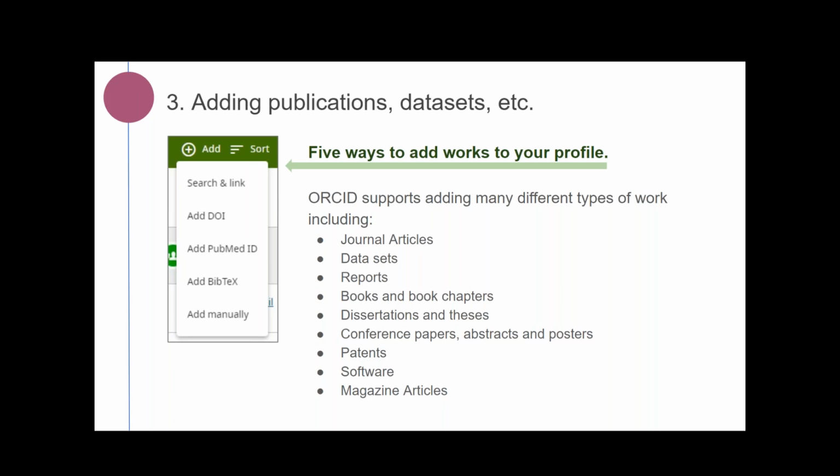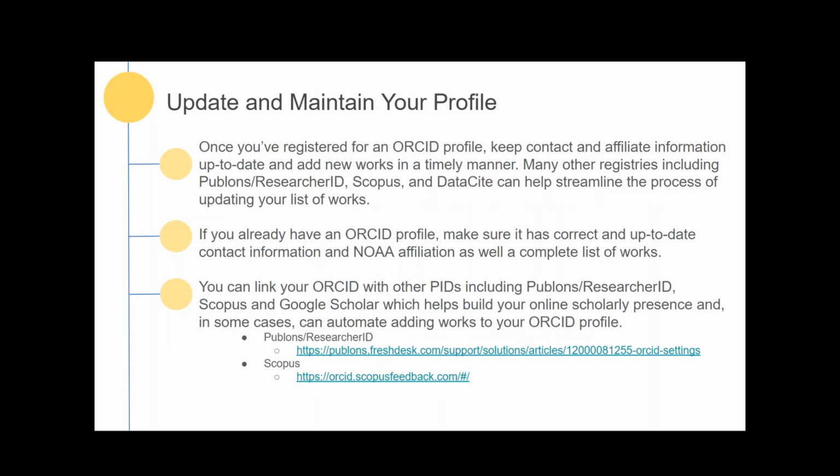So here, I will say that ORCID can support a lot of different work types, so not just journal articles, but data sets, reports, patents, software, things that you publish outside of traditional scholarly publishing, like magazines, newspaper articles. You can put posters on there. You can put abstracts, conference papers, the whole 9 yards. It's quite robust. So the key thing about ORCID that we want folks to take away is once you've registered for your ORCID profile, you need to make sure that your contact and affiliation information is all up to date, and be sure to enter your works in a pretty timely manner.